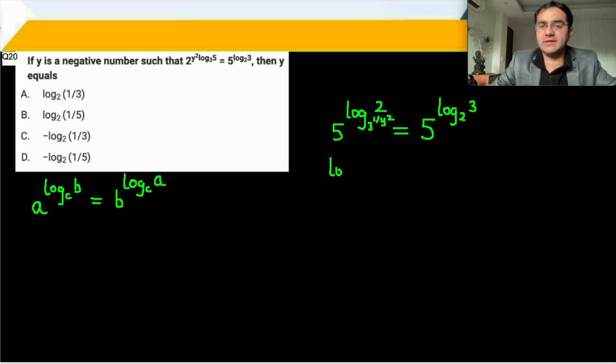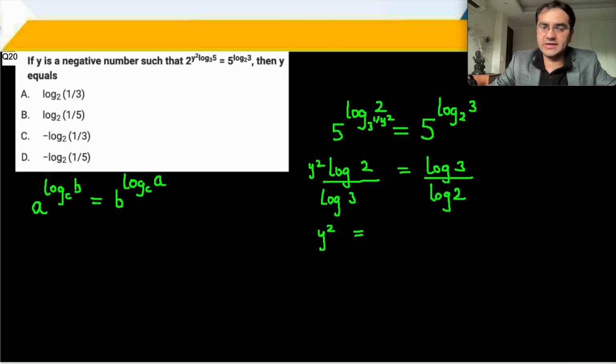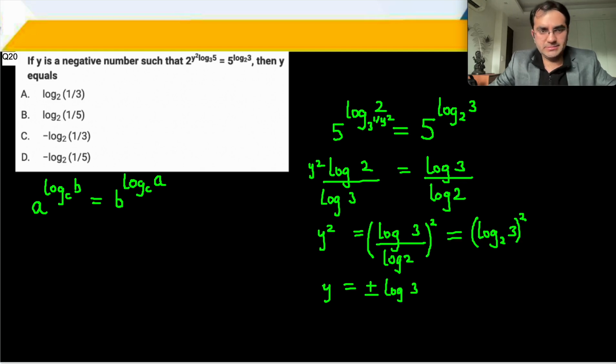Now the powers can be equated. Okay, equate the powers, separate the bases. Upon log 3 power 1 upon y square, there log 3 upon log 2. Now remove 1 upon y square, y square goes on top and cross multiply, we get log 3 by log 2 whole square, which is basically log 3 base 2 whole square. So y becomes plus minus. But the original question says that y is a negative number, so minus will come here.